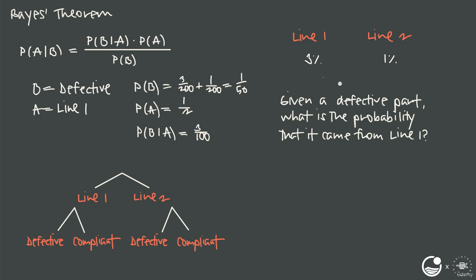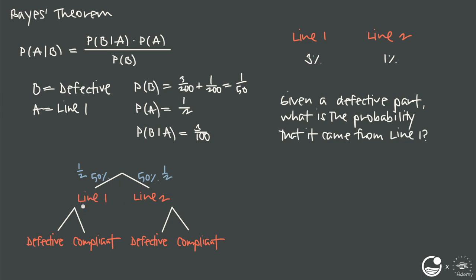So the idea here with this same question is that we have an equally likely chance of choosing line 1 or line 2 because these assembly lines each produce 50% of all of our parts. So we have a 50% chance of choosing line 1 and a 50% chance of choosing line 2. We could also write this as 1/2 and 1/2. And so we build out this first decision in our tree diagram.